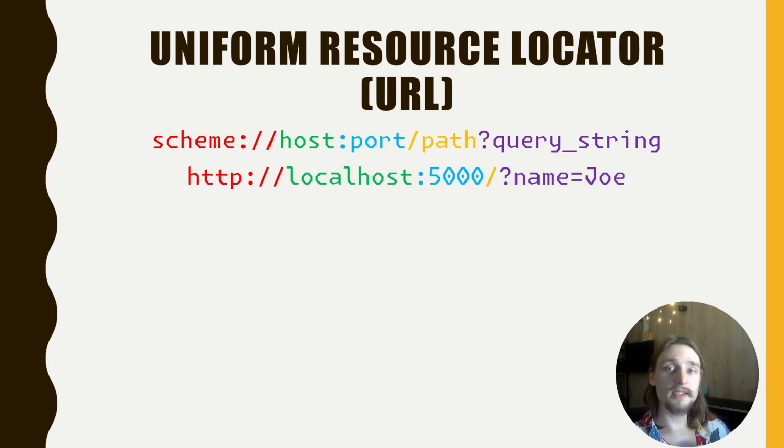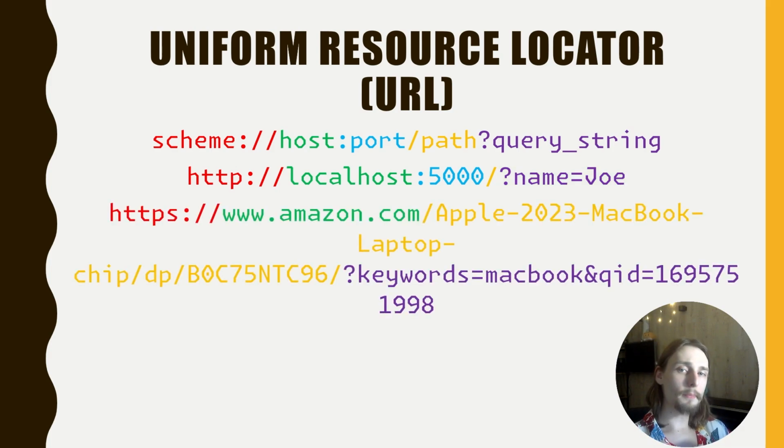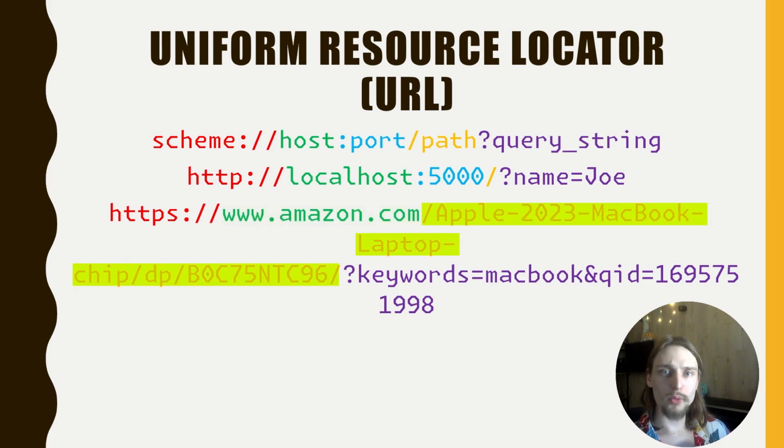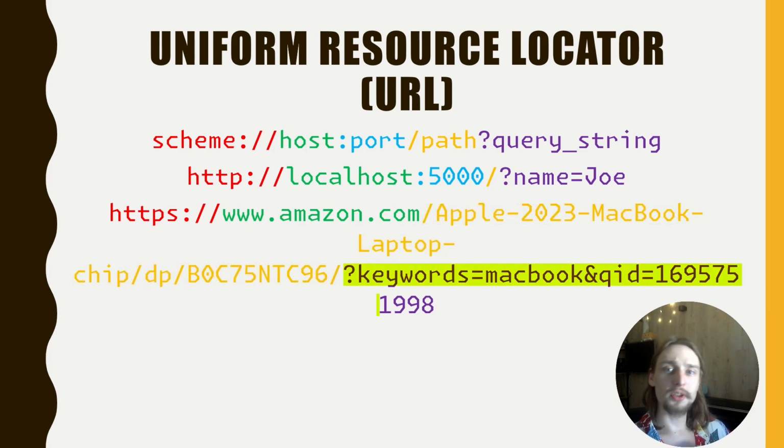So, let's consider another example. In this example, the scheme is HTTPS. The host is www.amazon.com. The path is Apple 2023 MacBook laptop, etc. And the query string is keywords equals MacBook ampersand qid equals a number, which represents two values, keywords and query ID.